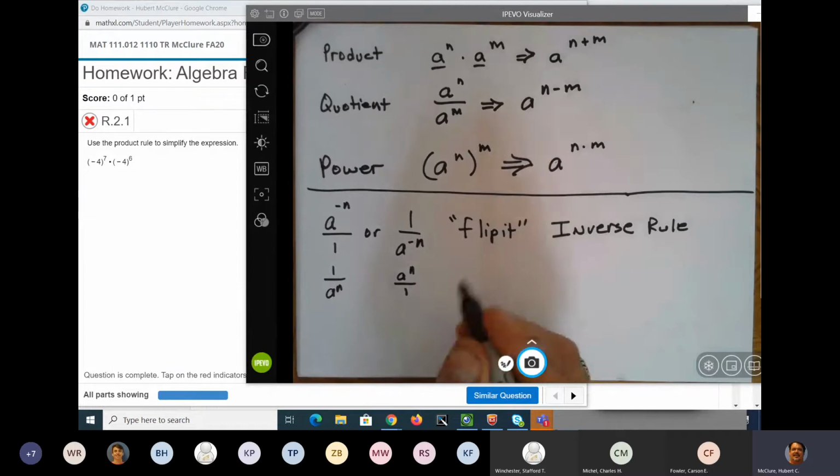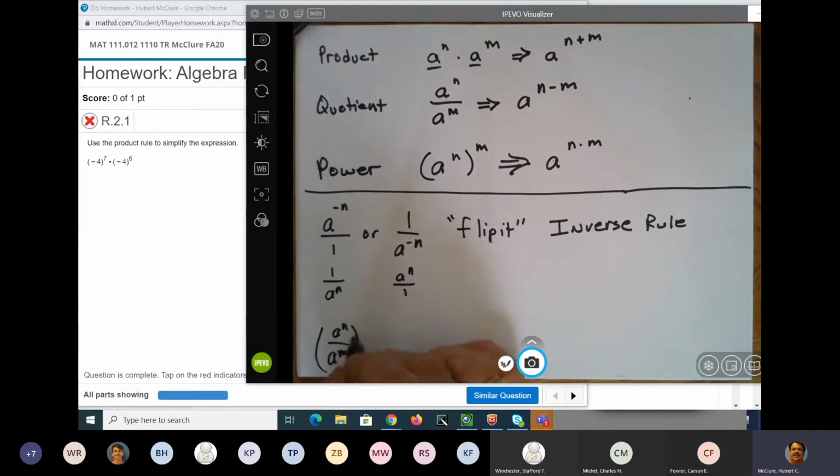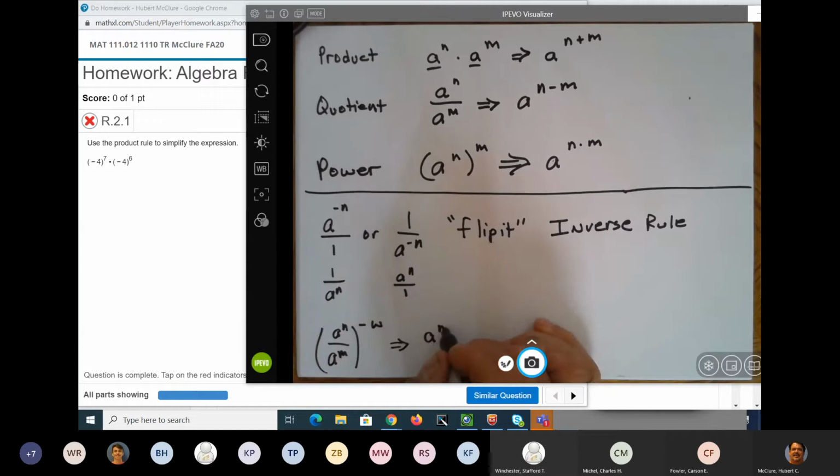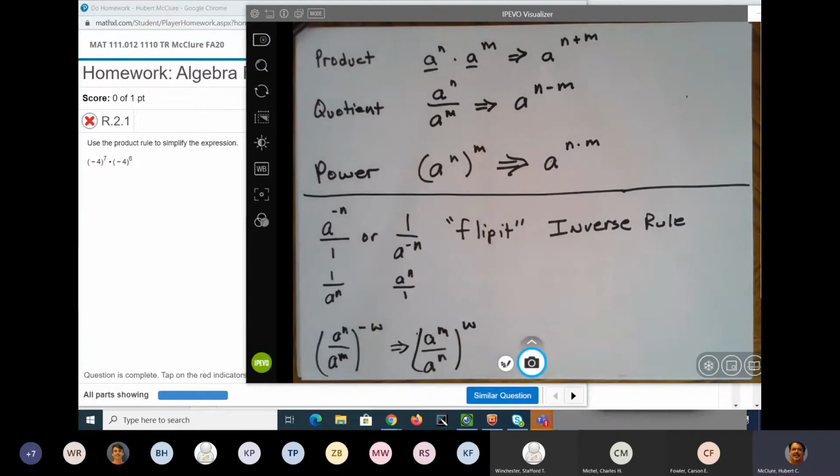And then the inverse power rule says that if I have a to the n over a to the m raised to the negative w power, I don't like that negative w. So if I flip what's on the inside, then that w changes to a positive w. And that's called the inverse power rule.